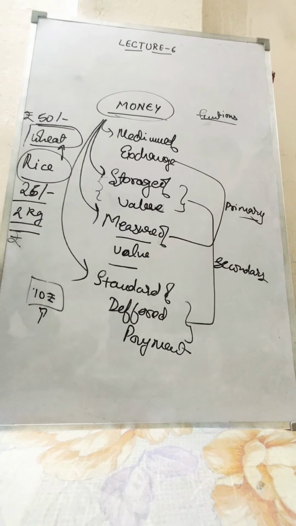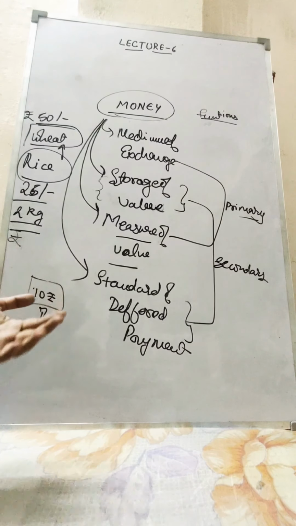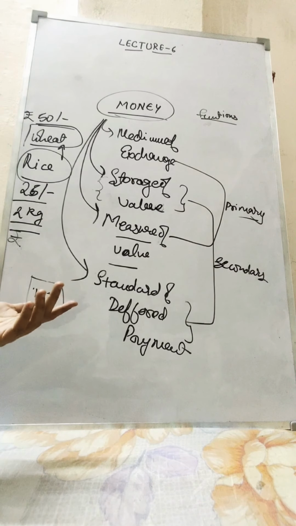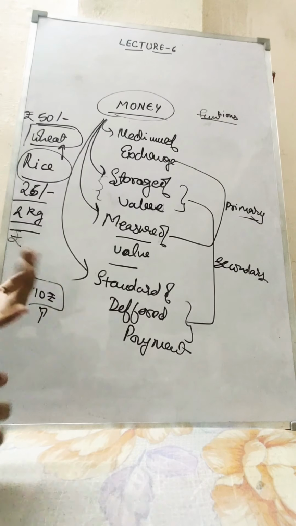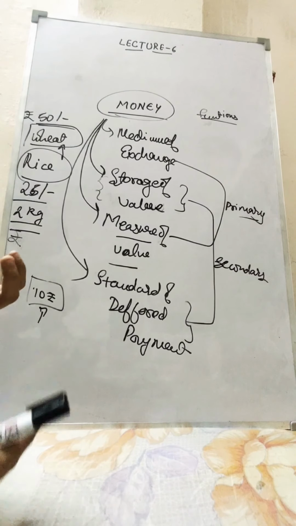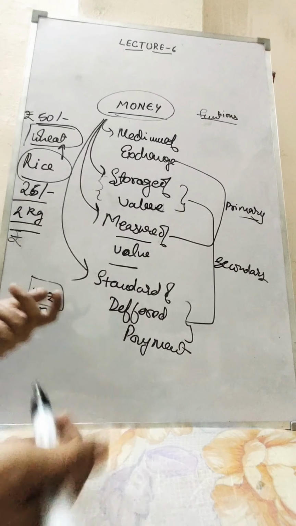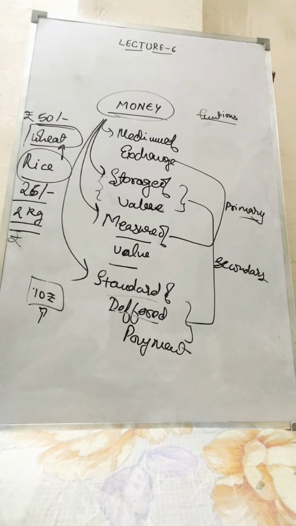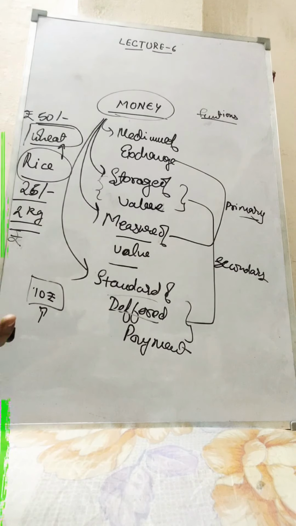So coming on to our next point, that is standard of deferred payment. That is, it simplifies borrowing, lending, each and everything. Because whenever I am saying that it acts as a standard of deferred payment, then everywhere the value will be the same, because it's a standard value and I can use it everywhere. So that's why it helps us as a standard of deferred payment. All right. Now coming on to our next point.